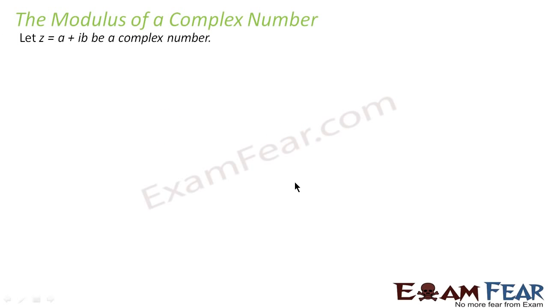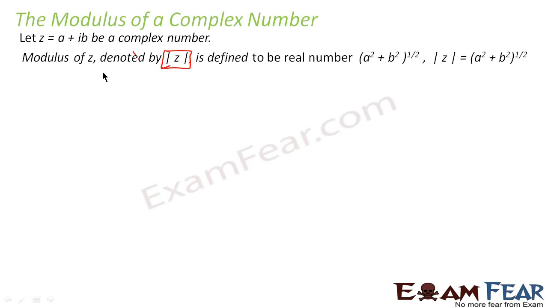Modulus of a complex number. Let there be a complex number z is equal to a plus ib. Modulus of the complex number z is denoted by z enclosed within mod, and this is said to be root of a square plus b square. That means we can say mod z is equal to root of a square plus b square. Please note that for a complex number a plus ib, the mod is root of a square plus b square.